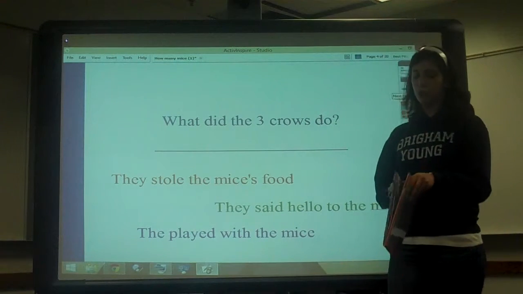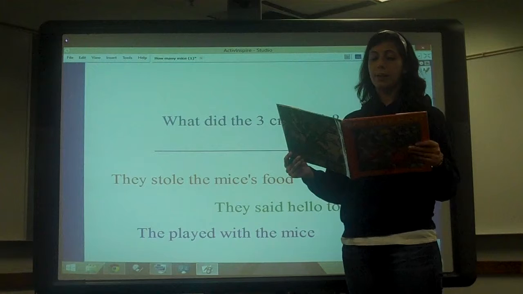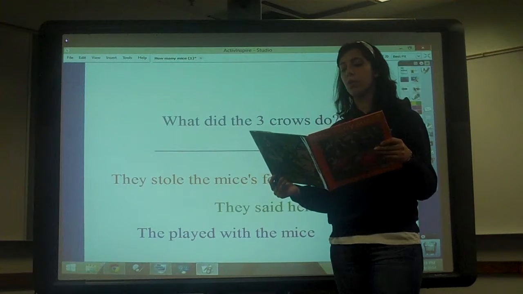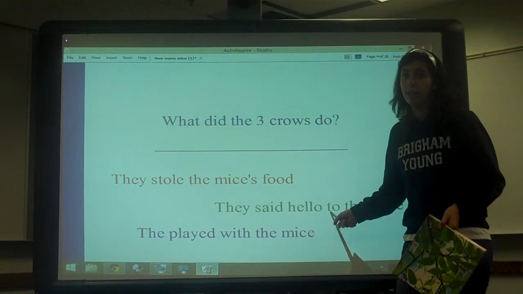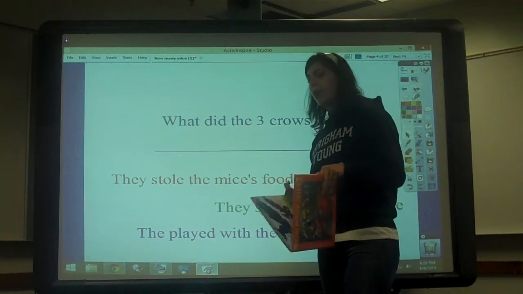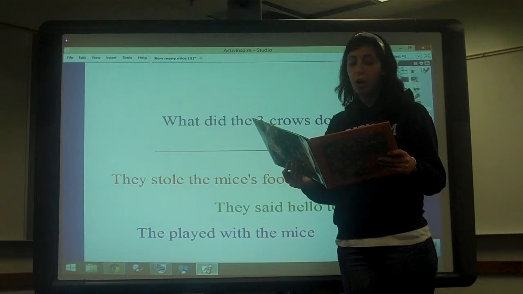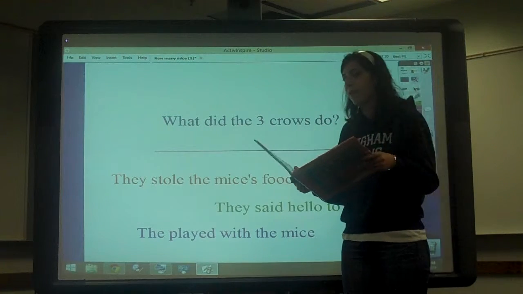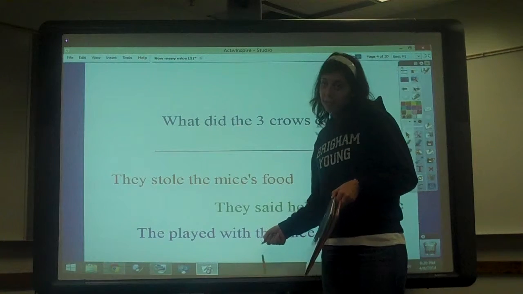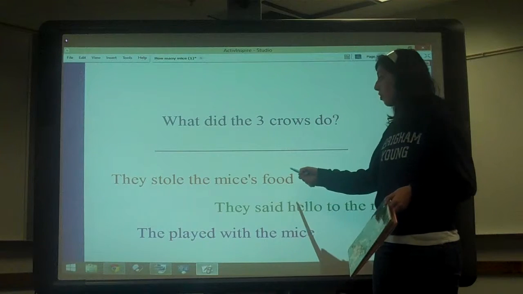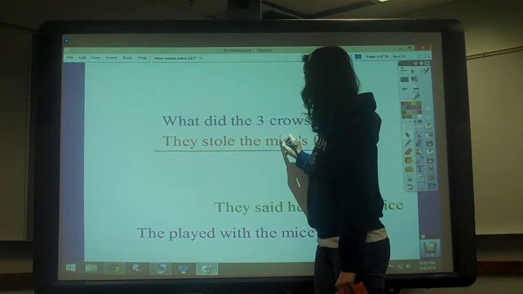What did the 3 crows do? And I'm going to read the page for you again. But as the mice crossed the meadow, 3 greedy crows swooped down and stole 4 of their cherries. So, did the crows say hello to the mice? Yes. Are we sure? Were they nice crows? Let's read the page again. But as the mice crossed the meadow, 3 greedy crows swooped down and stole 4 of their cherries. So, did they say hello to the mice? No. Did they ask the mice if they could play with them? No. Did they steal the mice's food? Yes, they stole their cherries. They weren't really nice, huh?